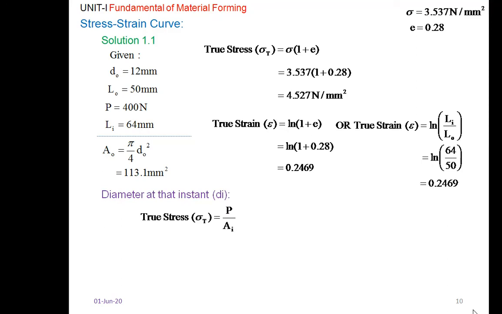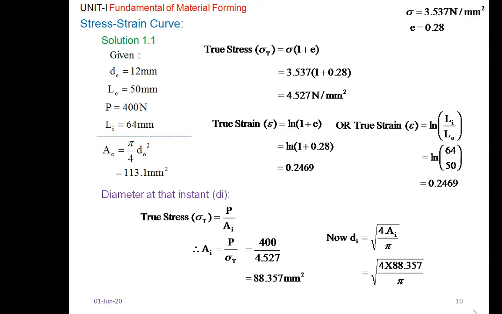So for the diameter at that instant, true stress sigma t is equal to P by Ai. Sigma t you have calculated, and P is known to you. So P is 400, sigma t is 4.527. The cross-sectional area at that instant is 88.35 mm square. So the diameter at that instant can be found out by putting all these values in the formula. You can find out the diameter at the instant, that is 10.61.